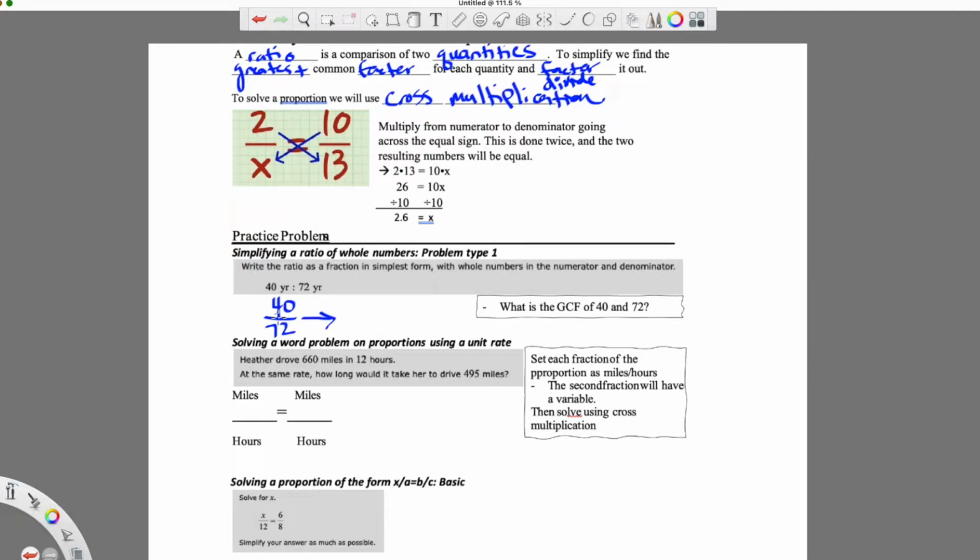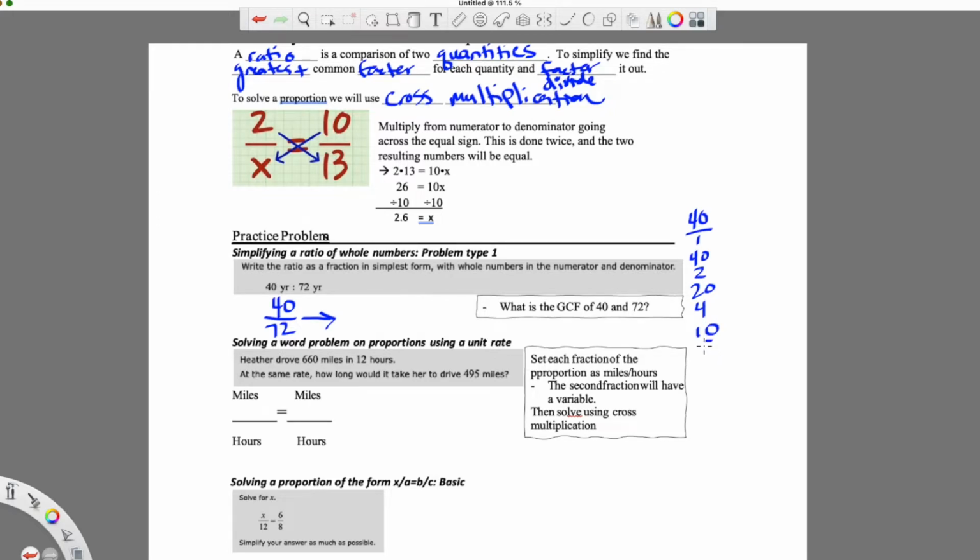We're going to simplify it because these numbers divide by the same number. So we can say, what is the greatest common factor of 40 and 72? You can go through the list of all of the factors of 40 and 72. So 40 would be 1 and 40, 2 and 20. 3 doesn't go into 40, but 4 does, with 10.